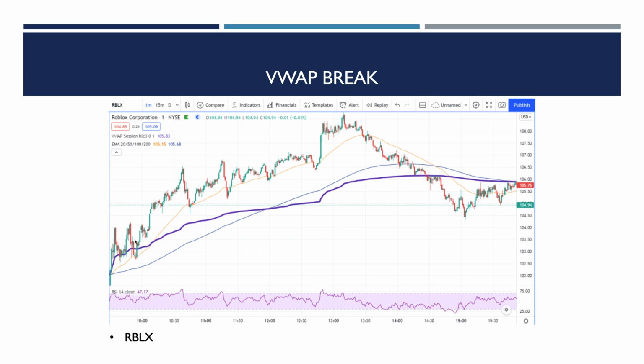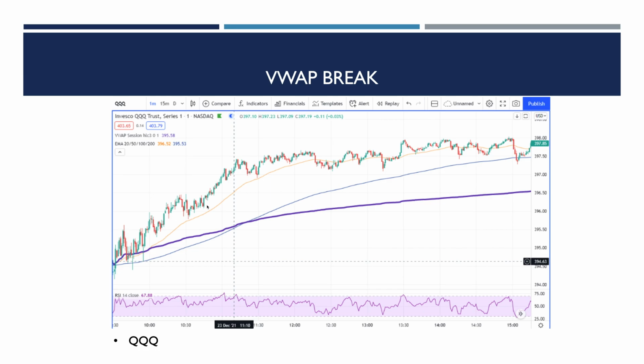Breaks the VWAP up, we want to go long. Breaks the VWAP down, you want to go short. Sometimes it'll come down and reject the VWAP, and then it'll bounce off of that VWAP and continue to go in that direction.